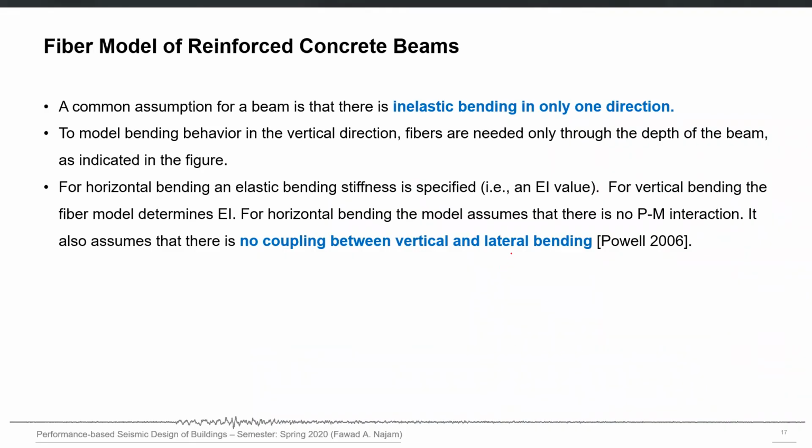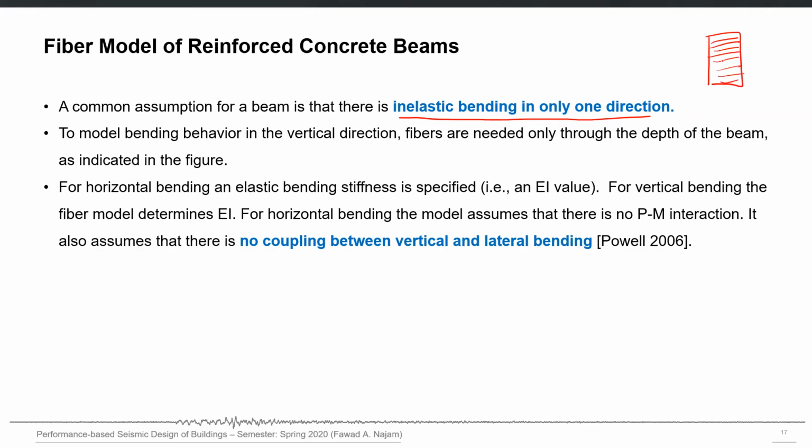So some common features of the fiber model for reinforced concrete beams are that we basically assume that the primary bending axis can only have inelastic action. The other axis, out of screen or into the screen direction, will remain elastic. There can be no inelasticity in that direction. So we only make fibers in one direction. Inelastic bending in only one direction. To model bending behavior in the vertical direction, fibers are needed only through the depth of the beam. So fibers are required only in this direction.